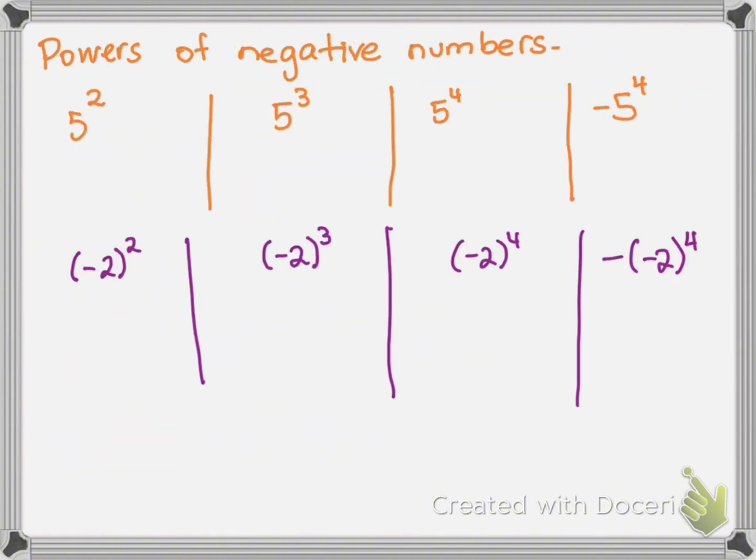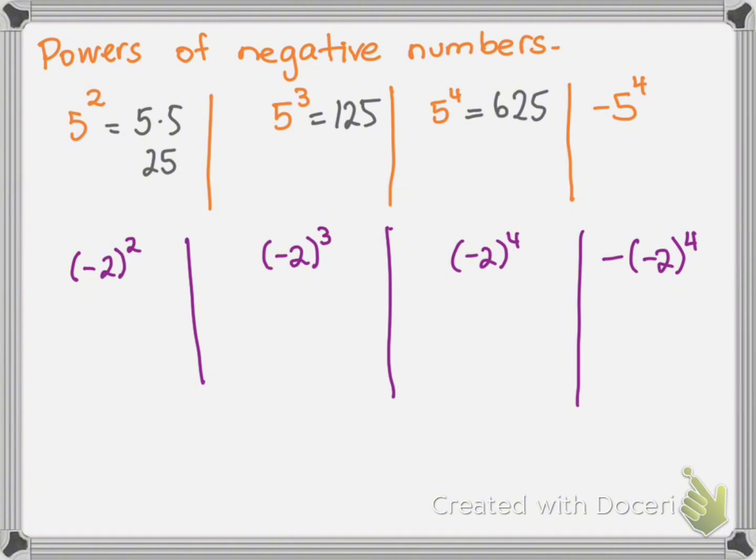Now let's see what happens if I have negative numbers with exponents. In this case, 5 squared is just going to be 5 times 5, which is 25. In this case, it's 5 times 5 times 5, which is 125. Now notice that these are positive numbers, so we don't really have to worry about the sign. It's just going to be positive. And then 5 to the fourth power is going to be 625.